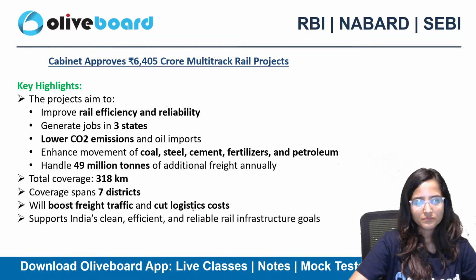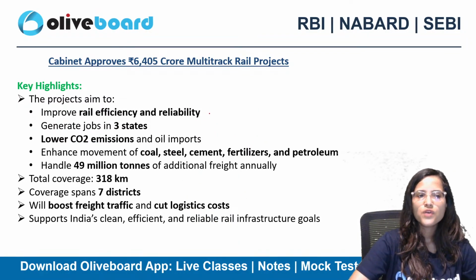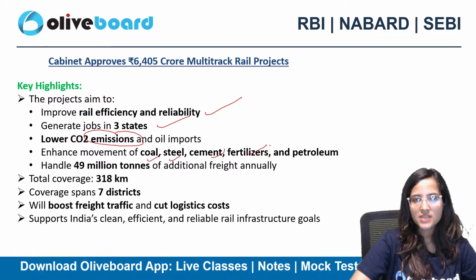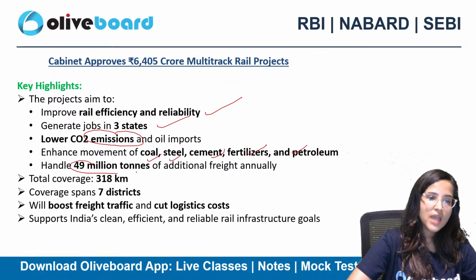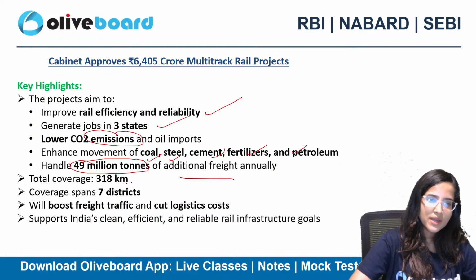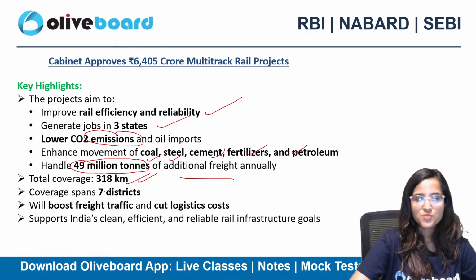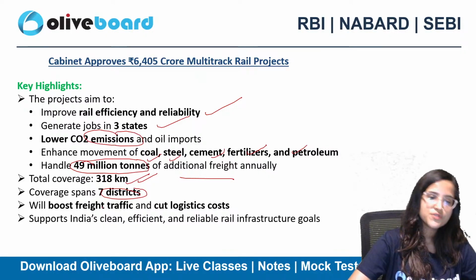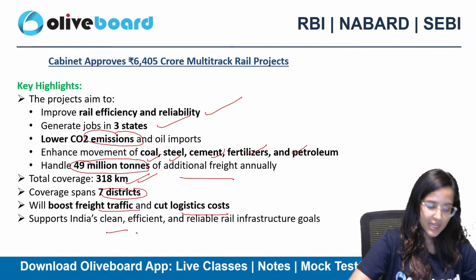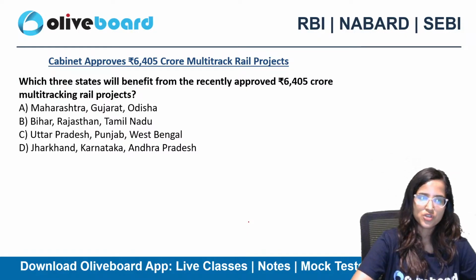Okay? What is the aim? To improve rail efficiency, reliability, generate jobs in 3 states, lower CO2 emissions, enhance movement of coal, steel, cement, fertilizers, petroleum, handle 49 million tons of additional freight annually. Total coverage is 318 kilometer. This coverage spans 7 districts. This will boost freight traffic, cut logistic costs. It will support India's clean, efficient, reliable rail infrastructure goals.